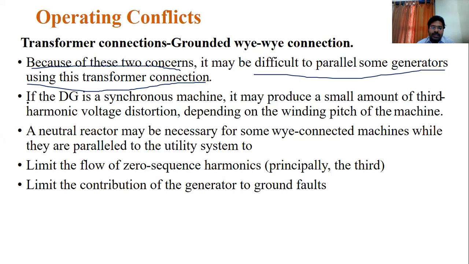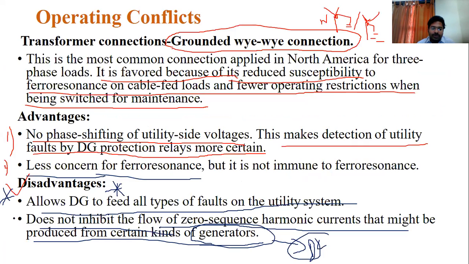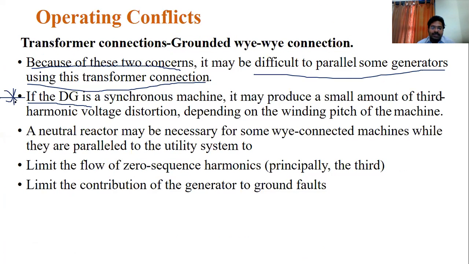So we may concentrate on this point here, the interconnection of this point. Now see this point and this point. As a DG is a synchronous machine, nothing but a synchronous generator, because of this zero sequence and other things, it may produce harmonic voltages into the system.